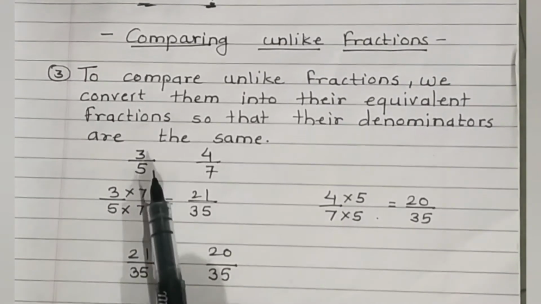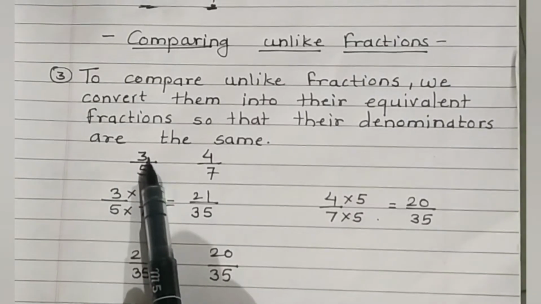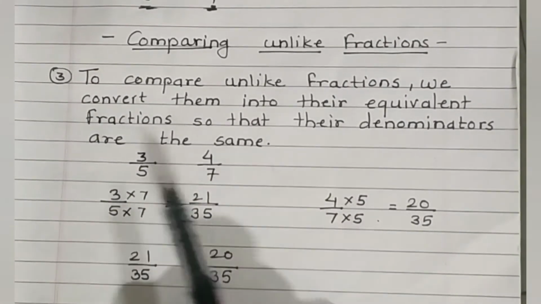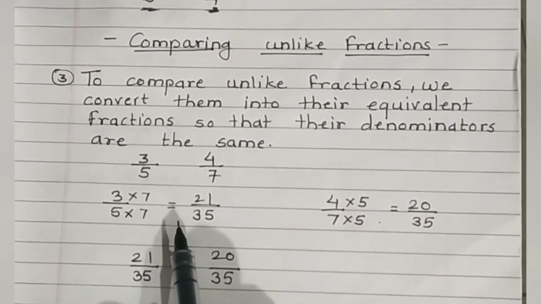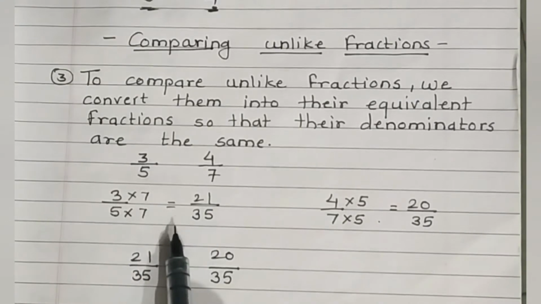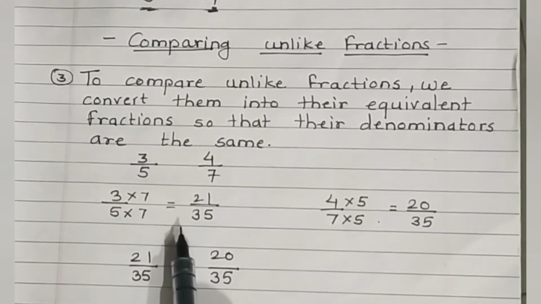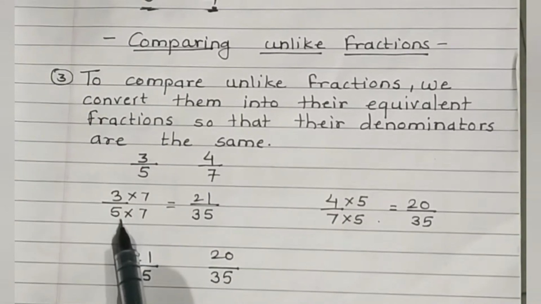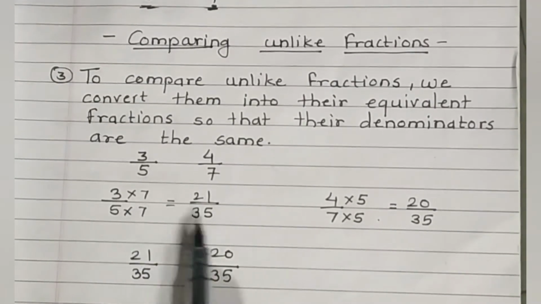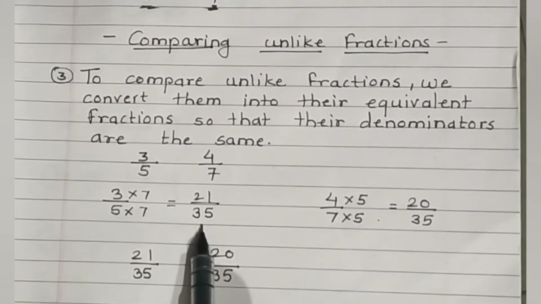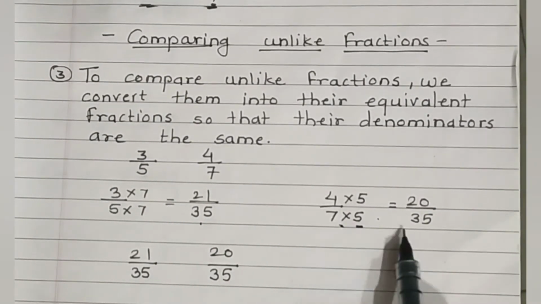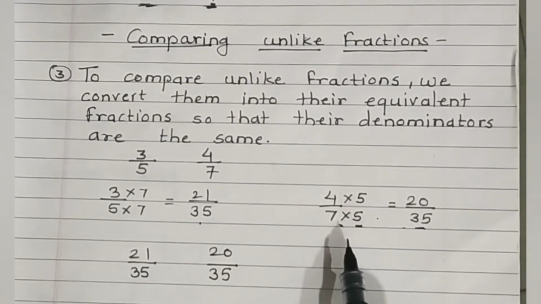Okay, so here you can see numerators are different and denominators are also different. They are not like, they are not same. So here we have to convert them into the equivalent fractions. Okay, so 3/5, if we multiply both numbers by 7, we will get denominator as 35, and here we have to multiply with 5 so that we can get the denominator 35.